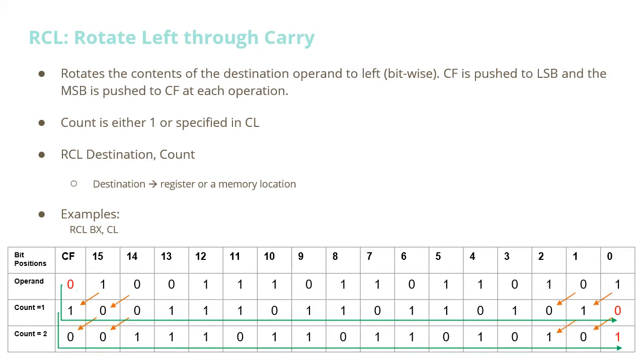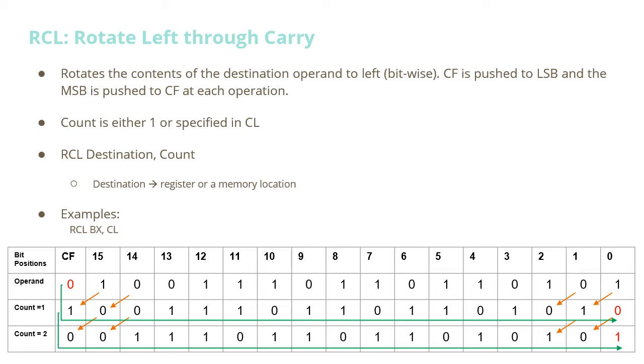The last instruction in the logical instruction category is the RCL instruction, which is the rotate left through carry instruction. This instruction rotates the contents of the destination operand to the left in a bitwise manner. The most significant bit will be pushed to the carry flag, and the value that was present in the carry flag will be transferred to the LSB. The count in this case also is either a value of 1 or it can be specified using the CL register.